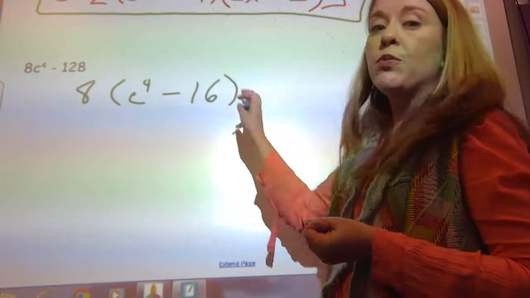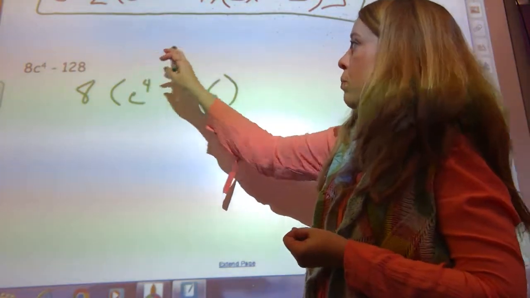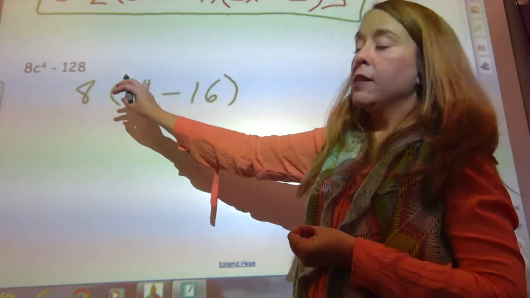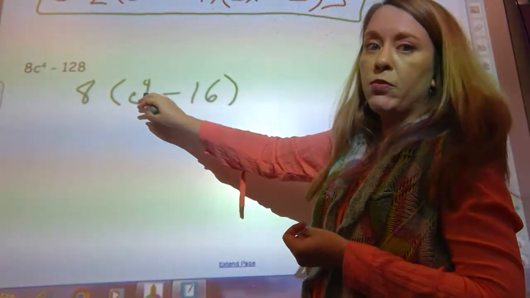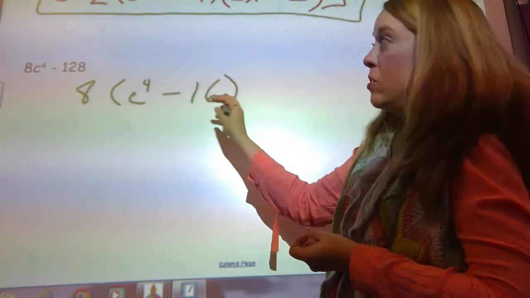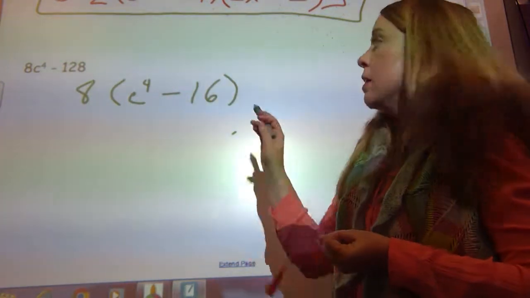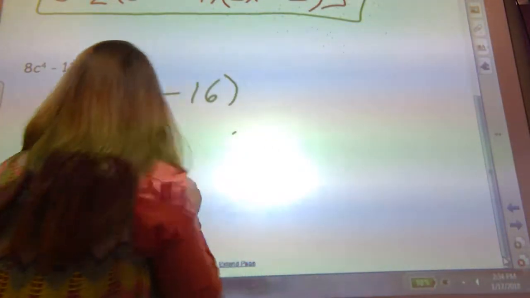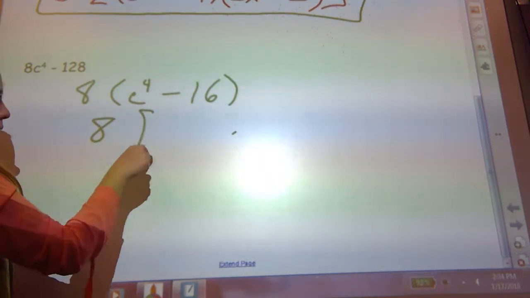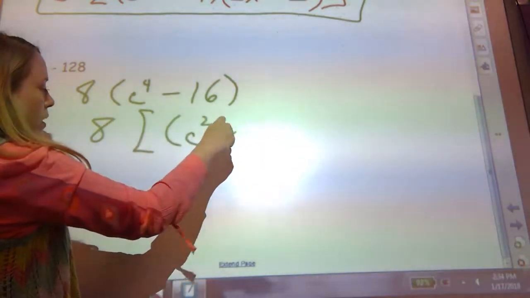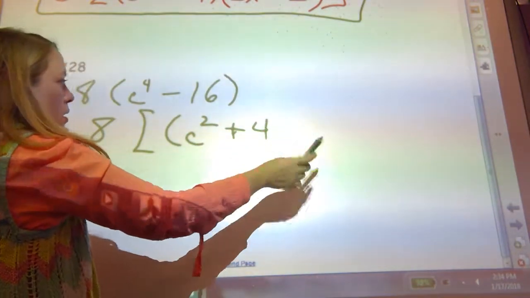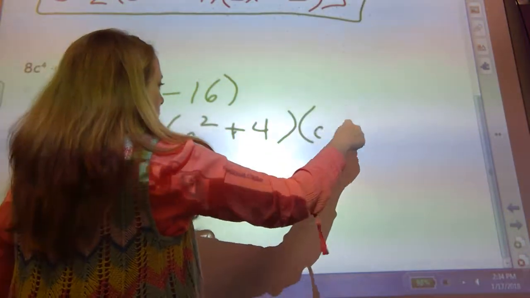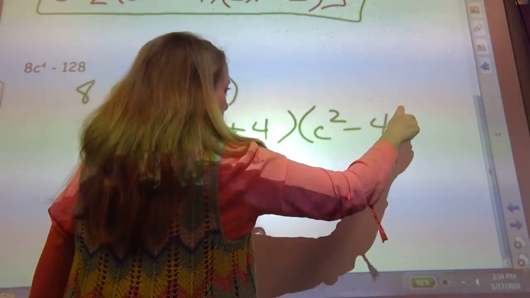So now these are both perfect squares, right? If I took the square root of c to the 4th power, I get c squared. If I took the square root of 16, I would get 4. So this is a difference of squares. So I know that I can do this. C squared plus 4 times c squared minus 4.